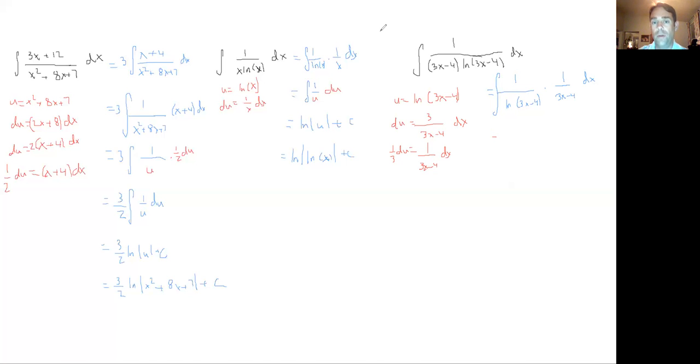For some reason, I am having a hard time getting blue. There we are. So there's our u and 1/3 du.